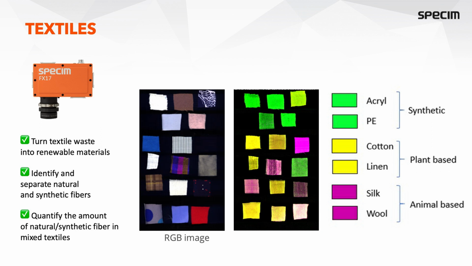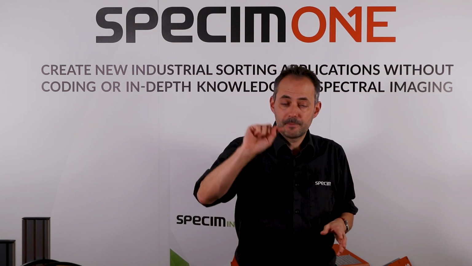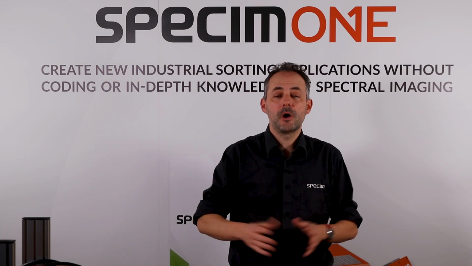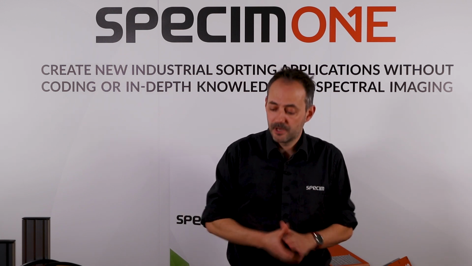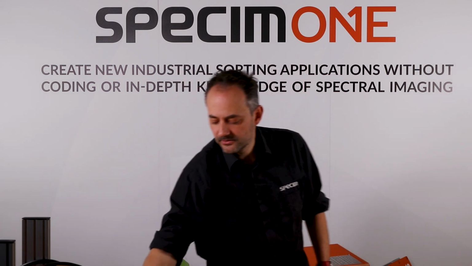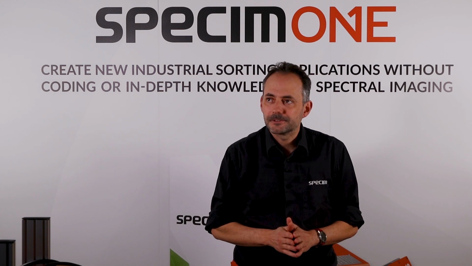And also you can quantify the amount of natural versus the amount of synthetic fiber in a mixed textile, for the blends. And actually this application, textile sorting, is exactly the one I'm going to speak about when we make the demo of SpecimONE. As you can see here, we have different types of fabrics. We have wool, cotton, and also polyester.